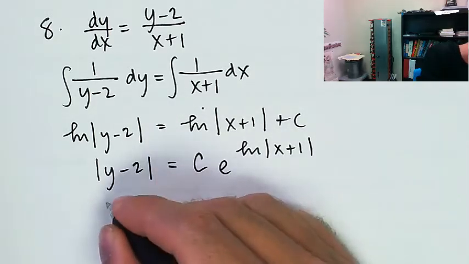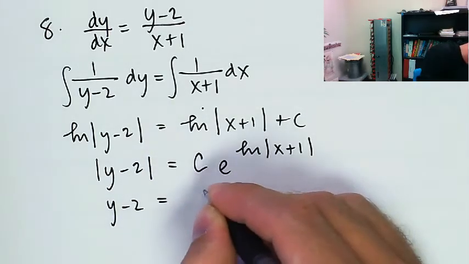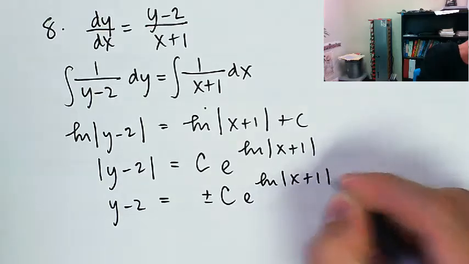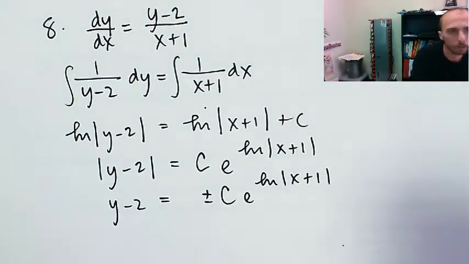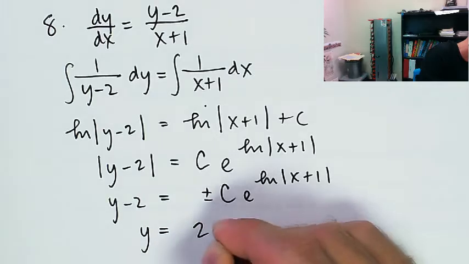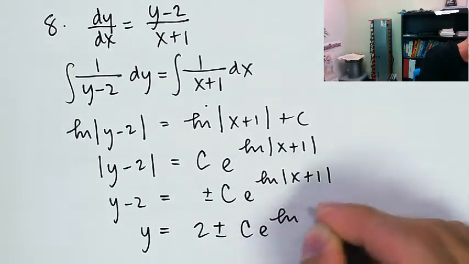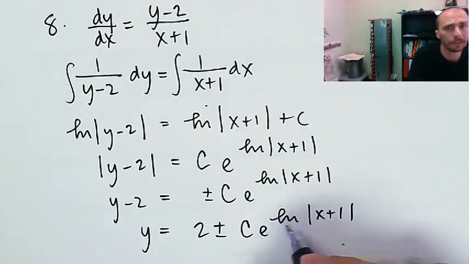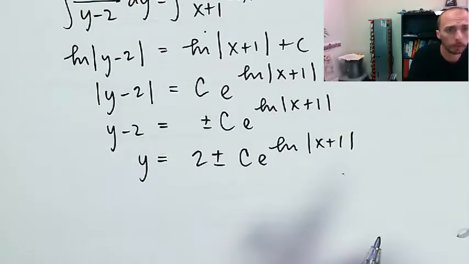I'll see maybe later if I feel like doing that. So I'm going to get y minus 2 equals plus or minus c e to the natural log of the absolute value of x plus 1, which is just going to be the absolute value of x plus 1. But I'm going to add 2 to both sides, and I'm going to get 2 plus or minus c e to the natural log of x plus 1. And if you're ever unsure, you can just leave it like this and just keep carrying it with you as far as you need to go.